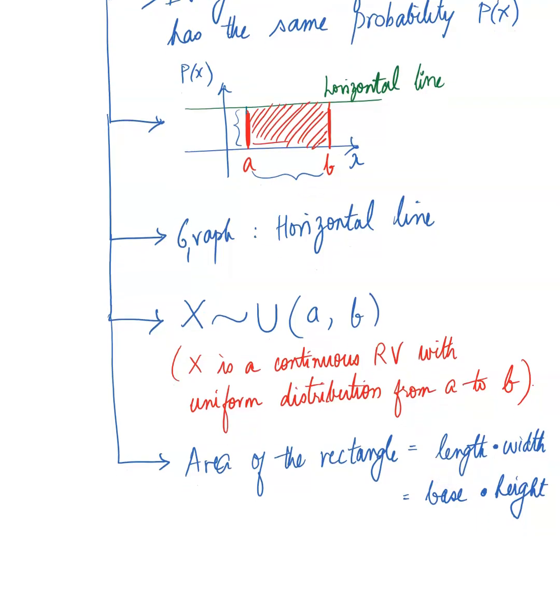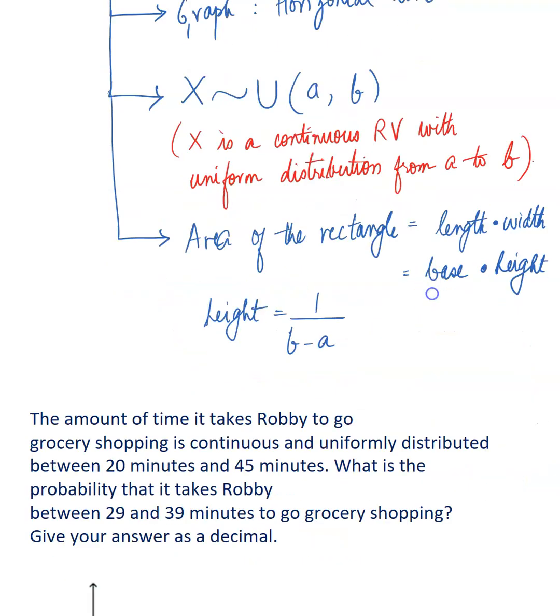So if it's base times height, the base you can figure out by doing B minus A, right? The height will have to be 1 over B minus A, because only then B minus A times 1 over B minus A would cancel off, leaving us with 1, which accounts for the entire probability. The height is always 1 over B minus A. The base will be B minus A. Okay. All right, so let's take a look at this example.